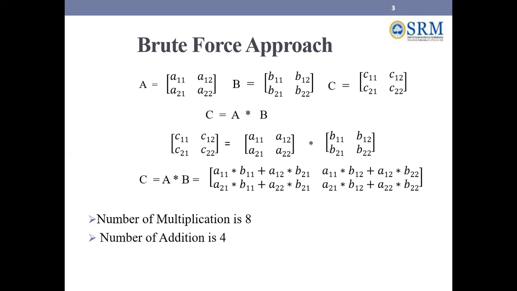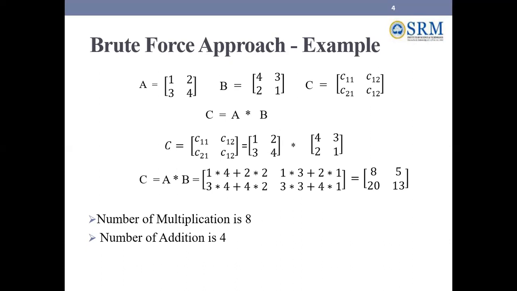So in this brute force approach, if n is 2 cross 2 matrix, n cube, n power 3, so 2 into 2 into 2, 8 is the number of multiplications. This is the general formula for finding the number of multiplications. If n is the size of the matrix, the number of multiplications performed by the algorithm is n cube, that is 8. In this scenario, if n equals 2, there are 2 power 3, 8 multiplications, and the number of additions is 4.